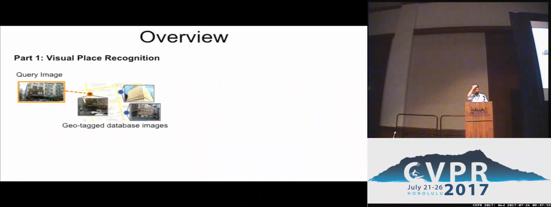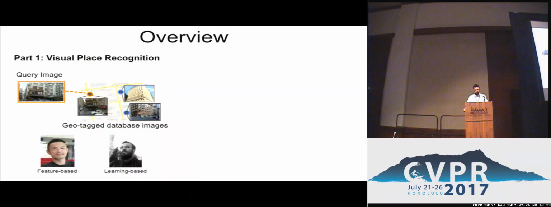We're roughly going to cover two things. The first one is visual place recognition, where we're given a query image and a database of geotagged images. Given the query, we would like to figure out which place is depicted in this query. We'll retrieve the most similar image from the database and then use this to get information about the place and a rough approximation of the camera pose.